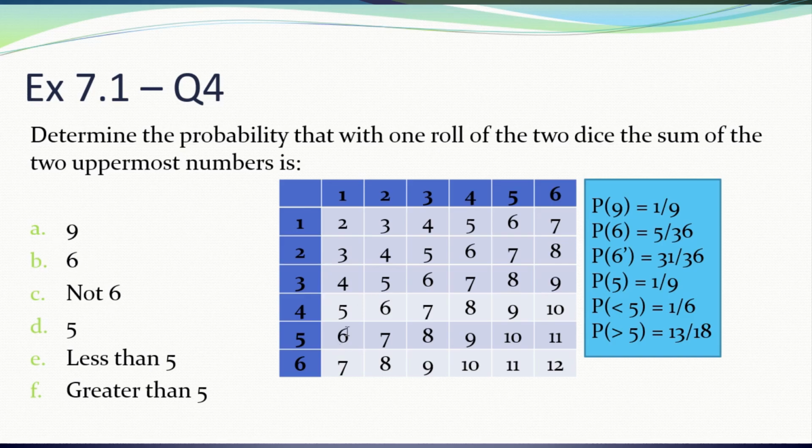What's the probability of getting a 6? 1, 2, 3, 4, 5. 5 out of 36. Not 6, complementary law. If 5 out of 36, then not 6 will be 31 out of 36. What's the probability it's a 5? 1 out of 9. Why?